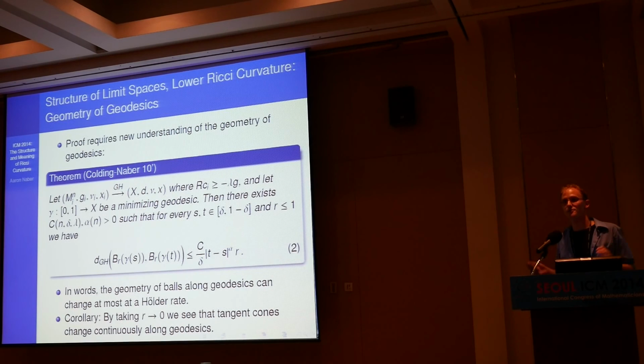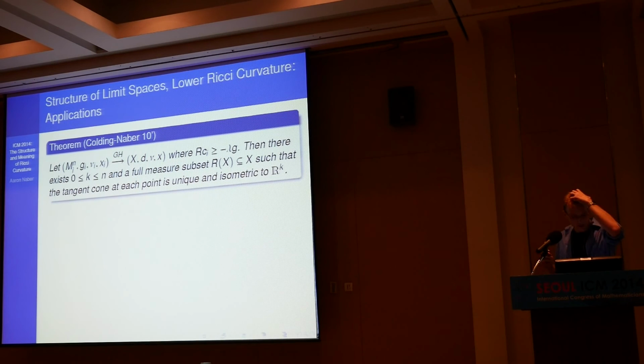And why is that true? This is something that we can't actually explain on one slide. So to try to get some feel for this, let's start with a precise statement. The statement is that you look at a metric measure space that arises as a limit of Riemannian manifolds with lower Ricci bounds. Then there's some unique integer k and a subset of full measure, such that the tangent cone at each of these points is unique and isometric to R^k. So we have a unique dimension now.